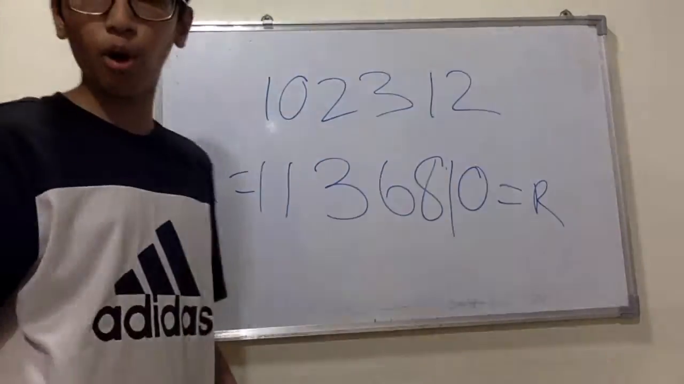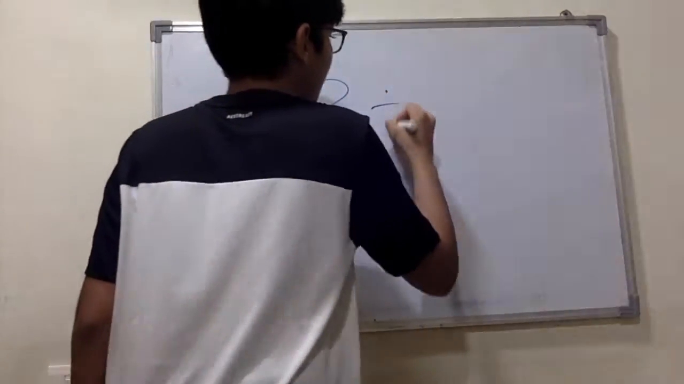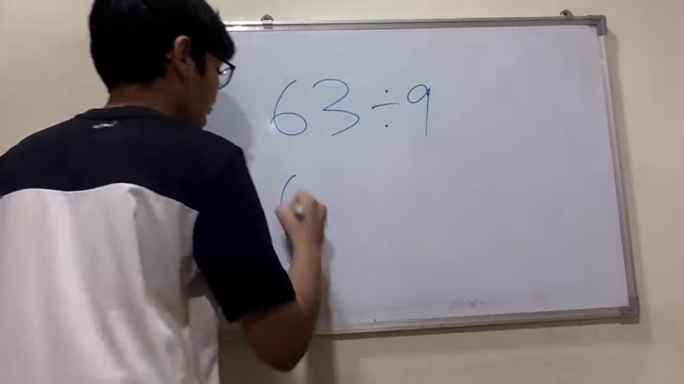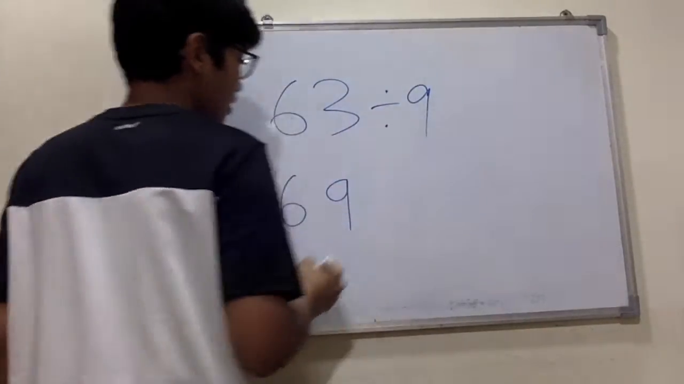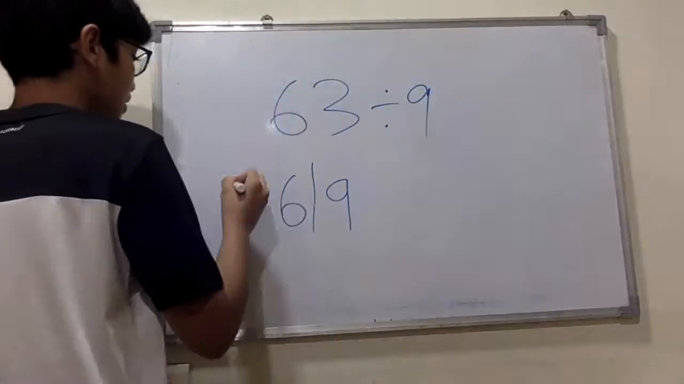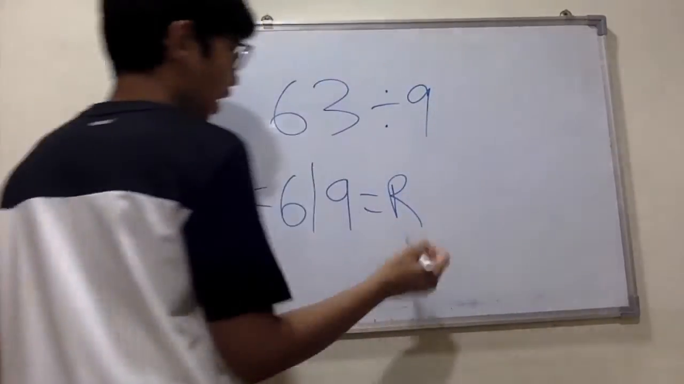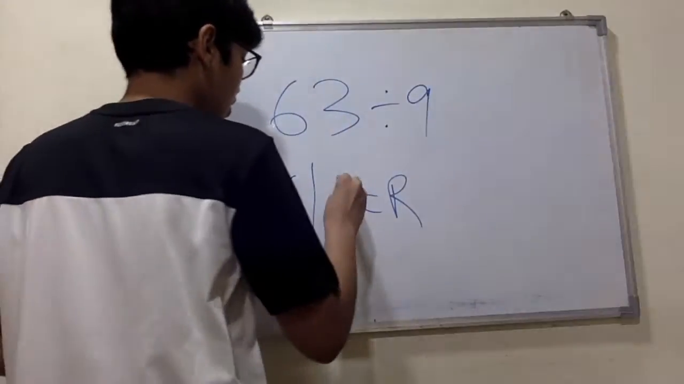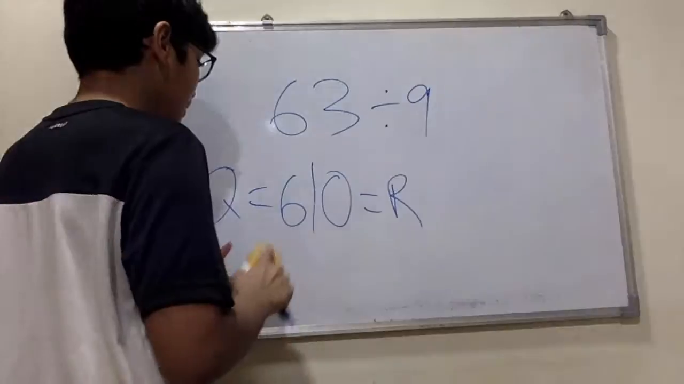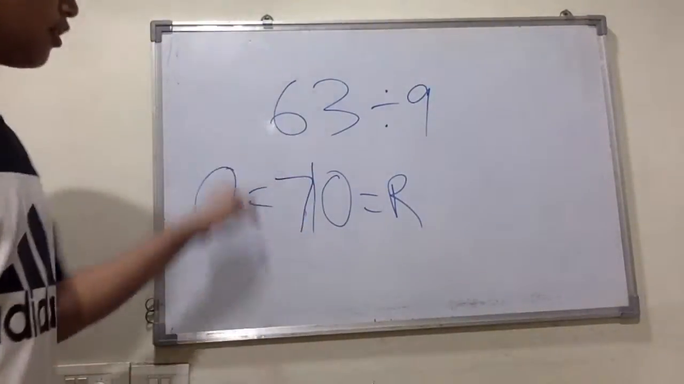So let me take a smaller number for example. If it's 63 divided by 9, then I'll have to bring 6 down. Then I'll have to add 3 to the 6, that will give me 9. And I'll create a line. My quotient will be 6 and my remainder will be 9. But I'll have to rub this 9 off, I'll make it 0. And then I'll have to add 1 to 6, that'll give me 7. And this will be my answer.